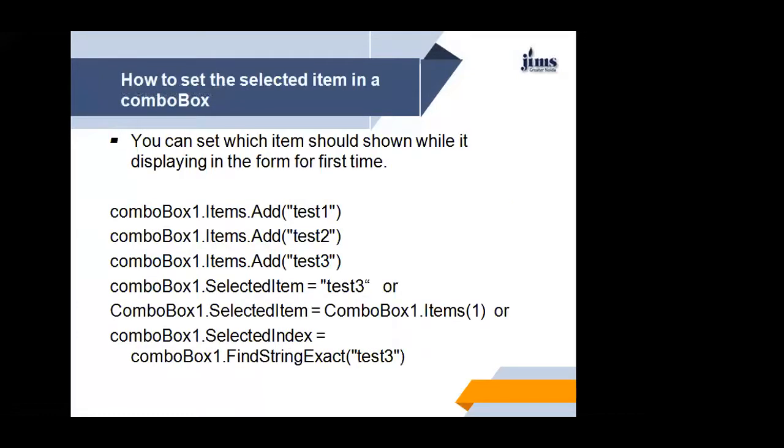Now, how to set the selected item in a combo box? You can set which item should be shown when it is displayed for the first time. You can do it with the help of ComboBox1.SelectedItem equals Text 3, or ComboBox1.SelectedItem equals ComboBox1.Items(1), or ComboBox1.SelectedIndex equals ComboBox1.FindStringExact("Text 3"). So in this way you can display.